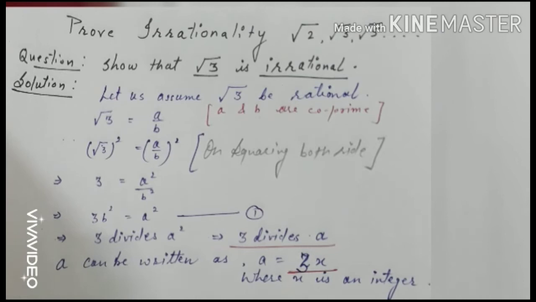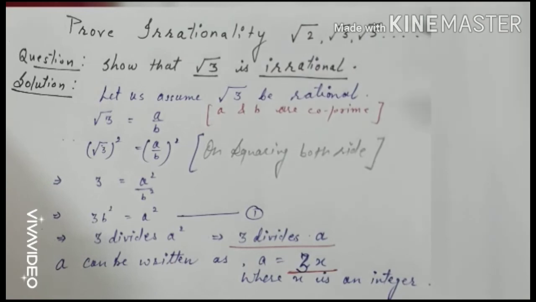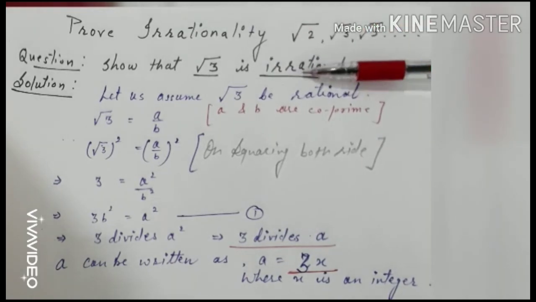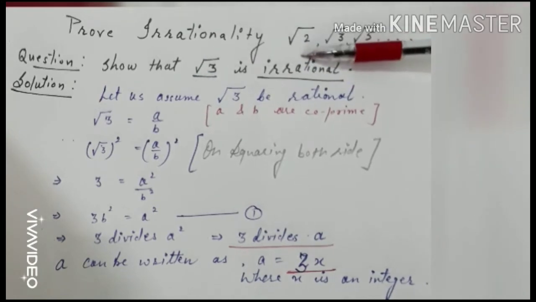So how will you prove it? We will prove this with the help of one question. We are doing this one, then you will understand how to do the others. So we have to choose first: show that root 3 is irrational. You have to prove that this is an irrational number.